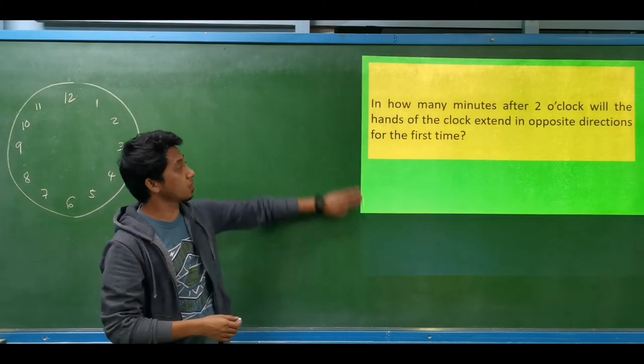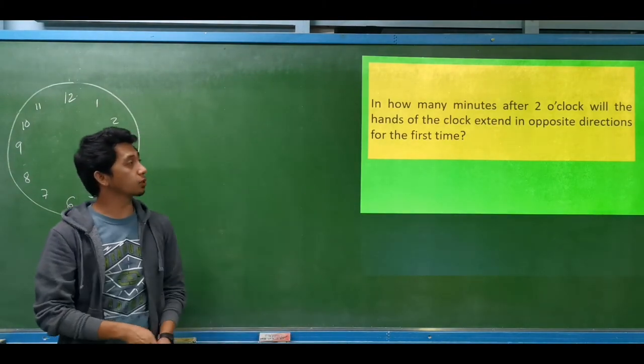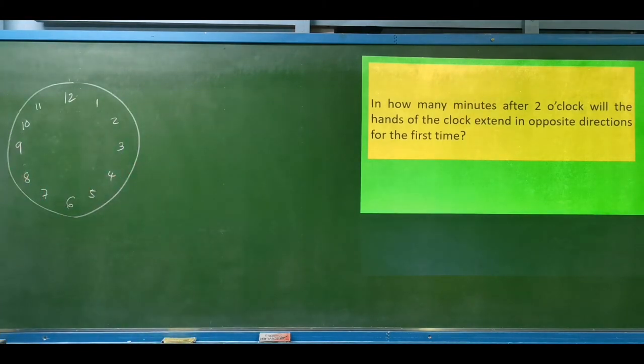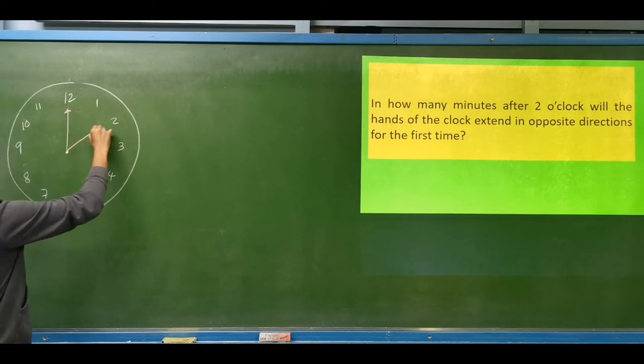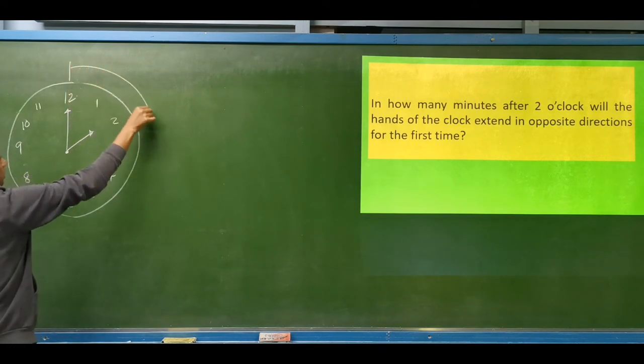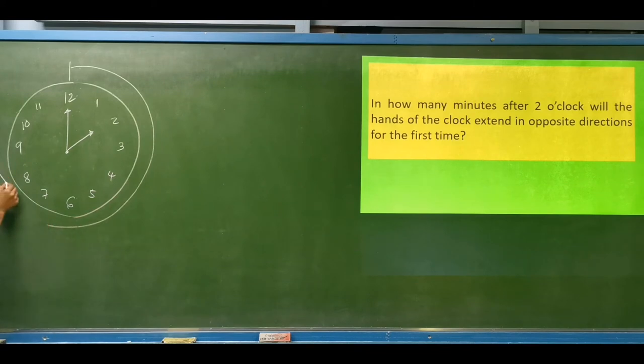Okay, so let's have the next example. In how many minutes after 2 o'clock will the hands of the clock extend in opposite directions for the first time? So let us first establish our reference time. So let's say our reference time will be 2 o'clock. It's 2 o'clock. So let us imagine that the minute hand will move. Okay, so the approximate location or point of the minute hand will be, say, in this direction. Right, so this will be the number of divisions covered by the minute hand from 12 up to this point.